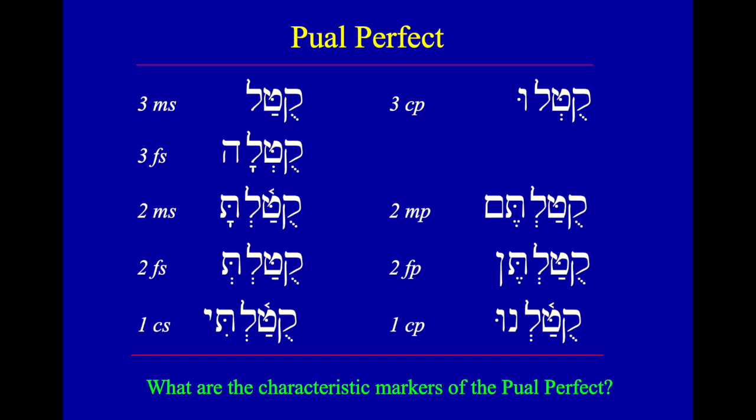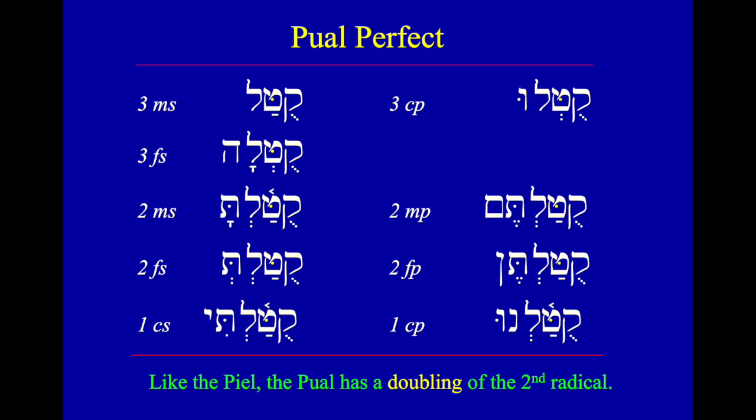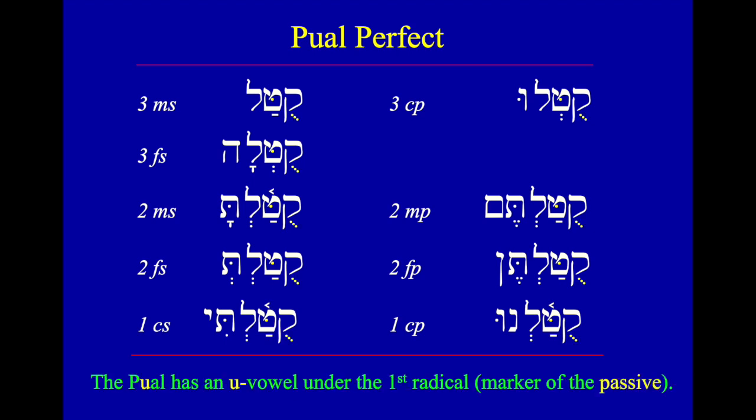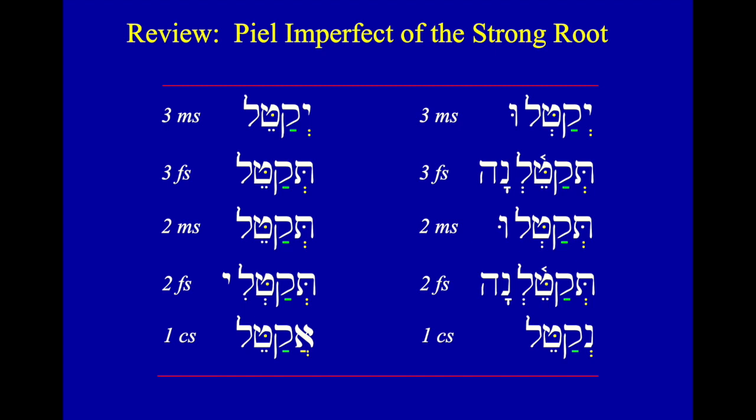And your qatal, qatalta, qatalti, qatalnu endings. Doubling of the middle radical. U underneath your first radical, and your perfect endings. That's all you need to know.